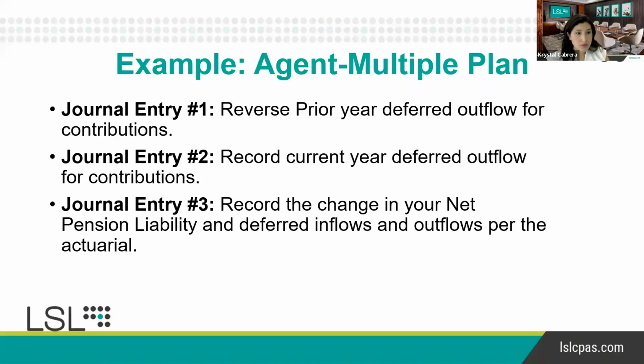And these are kind of examples of the agent multiple entries, right? So if you are thinking about how we even get started, it's really only 3 entries that you're going to need to record. First, you're going to want to reverse that prior year deferred outflow of those contributions, because like I mentioned, last year's or this year's contributions haven't really been reflected yet, right?